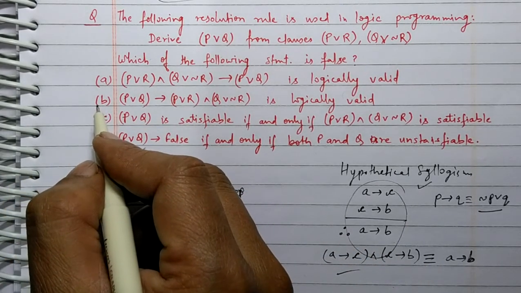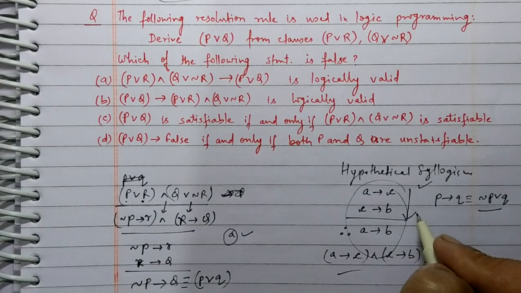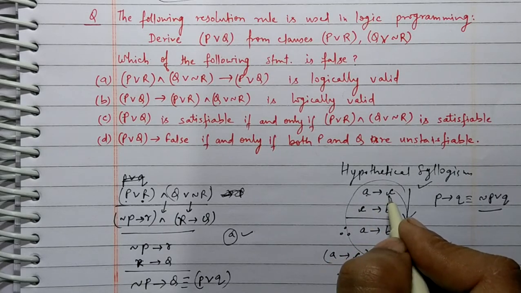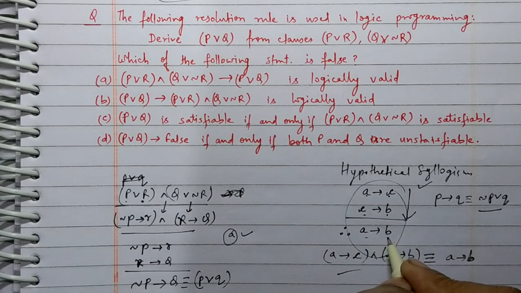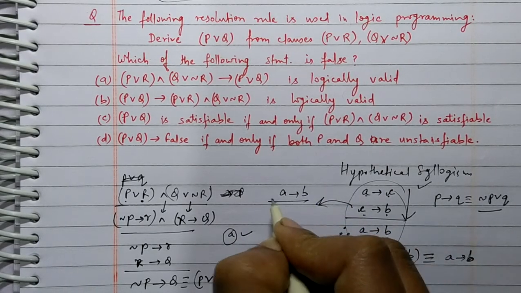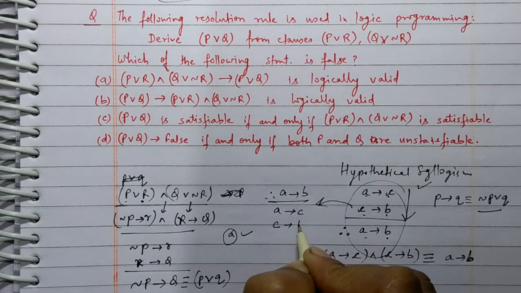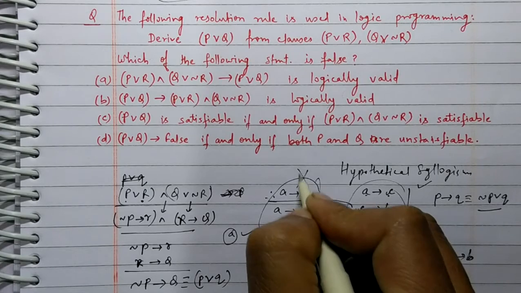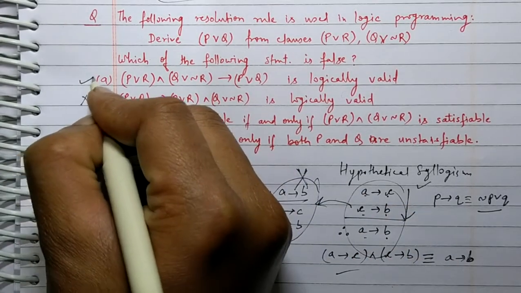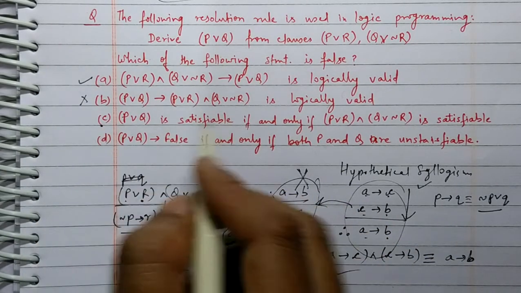See option B. Hypothetical syllogism can be applied in one direction. You cannot write A implies C, C implies B can be written as A implies B, but you can never write A implies B is equal to A implies C and C implies B. This can't be written. So option B is wrong. Option A is correct.